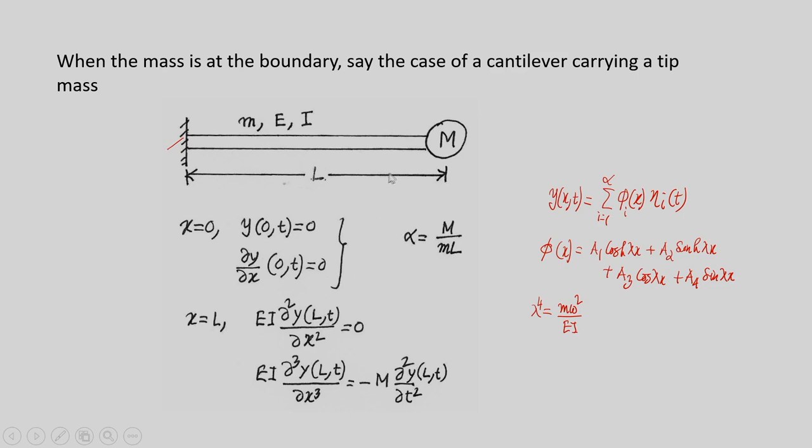So the shear force at the end of the beam, EI ∂³y/∂x³ evaluated at x is equal to L at any time t, is equal to minus m ∂²y/∂t² into y(L, t), at x is equal to L at time t. So for this mass, the boundary condition can be applied, and we still get a closed form solution.